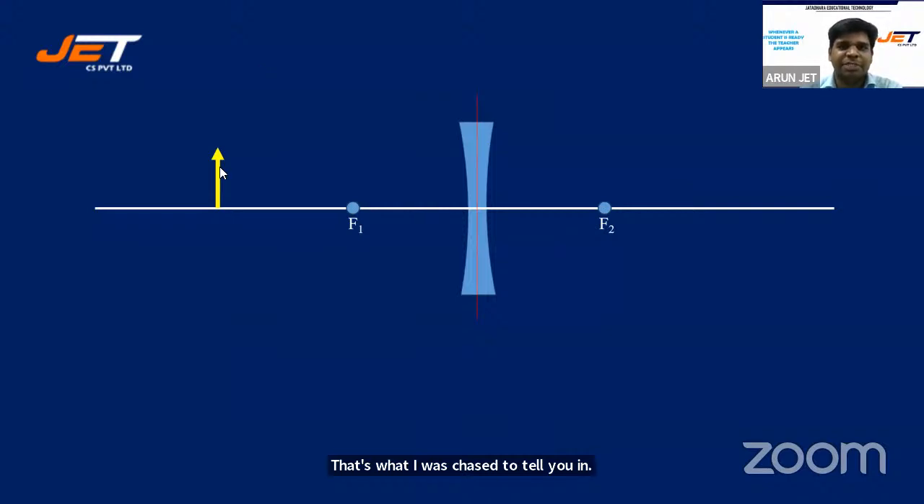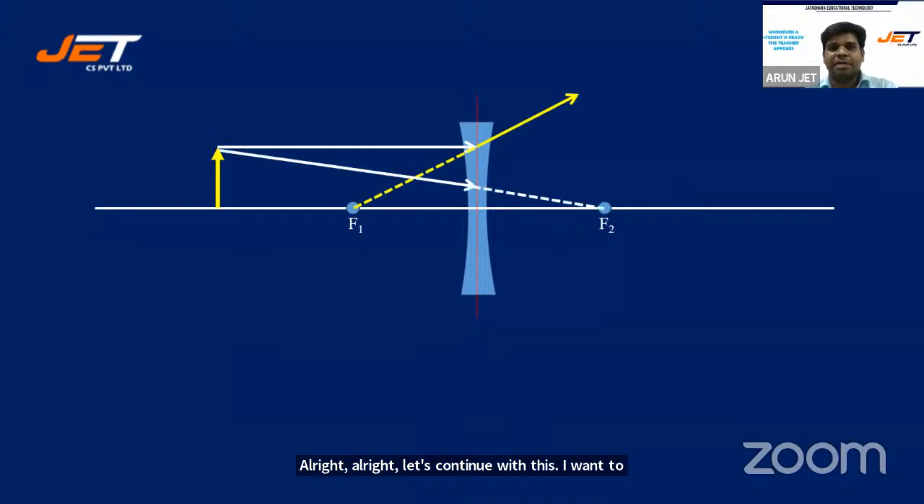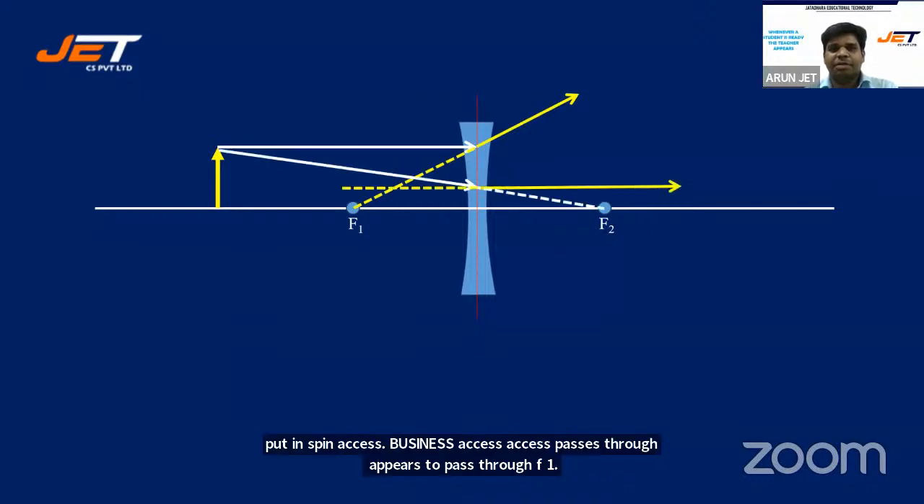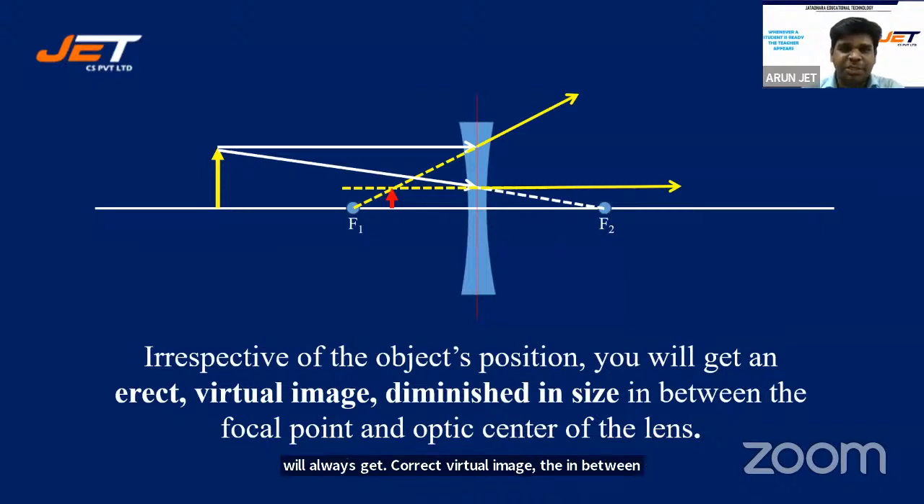All right, let's continue with this. I've got a ray parallel to the principal axis, which appears to pass through F1, targeted at F1, that's the image. So irrespective of the object's position, you will always get an erect virtual image diminished in size in between the focal point and optic center of the lens. All right. So this is clear. Yes, Ashini, it's diverging.